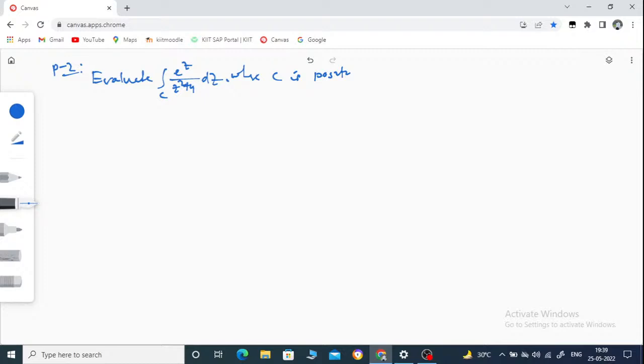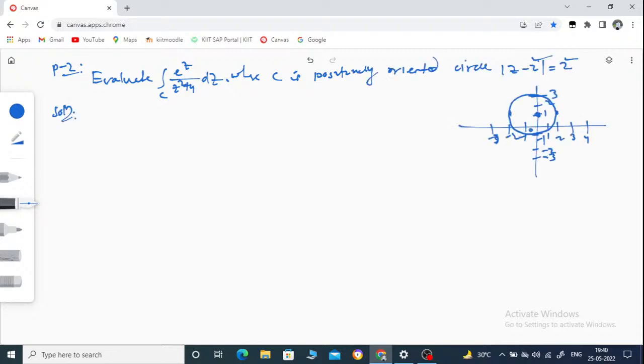So this will be 2 units here, then 2 units here, 2 units here, and 2 units here. Now draw the circle. Okay, this is the circle whose center is i. Okay, so now comes to what is my f of z.